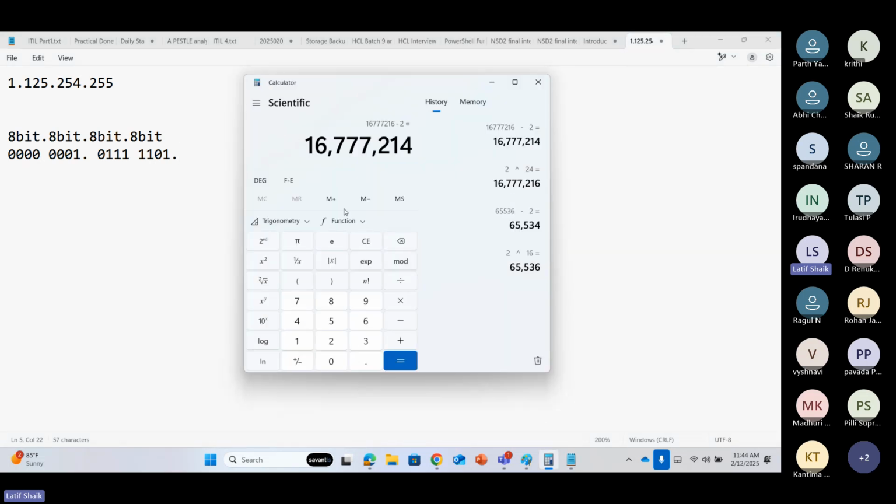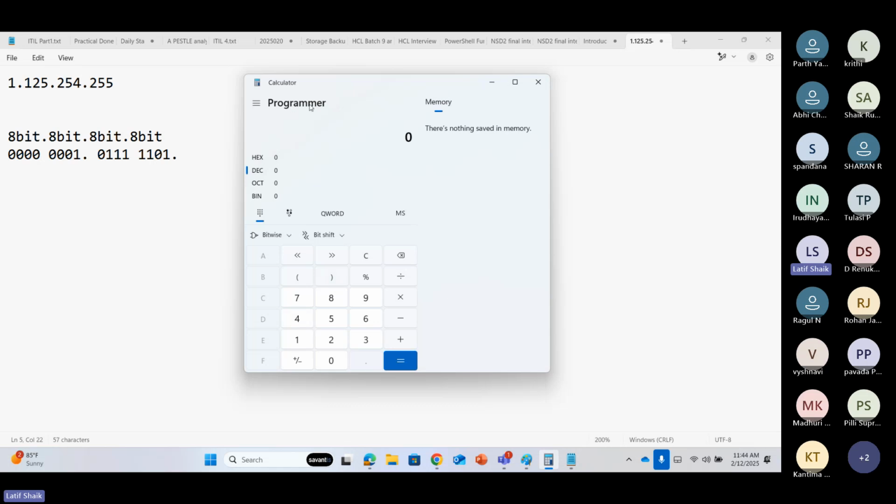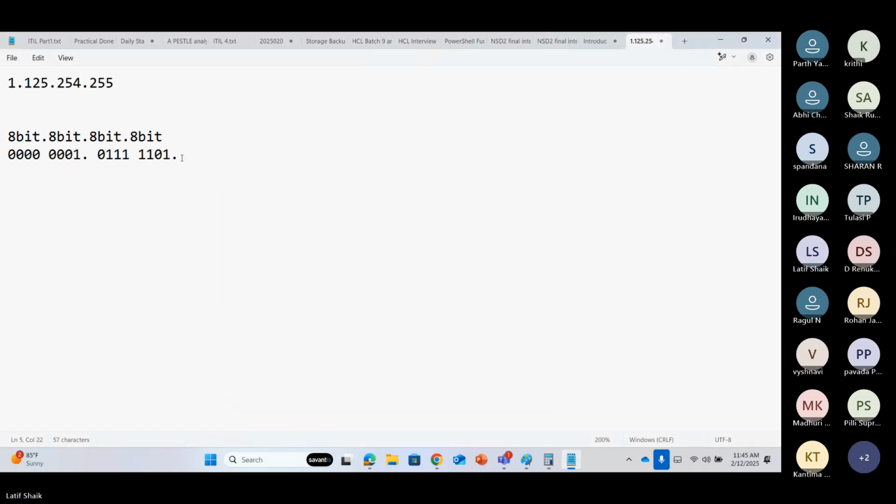Otherwise, you can get it here. Don't worry about how to do it. You simply go to the programmer calculator and put 125, then you will get your binary. Same for 255, that is quite easy. See, 255 in binary is all ones only. So this is the binary conversion of this same IP.